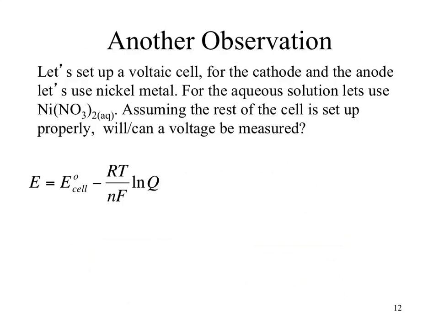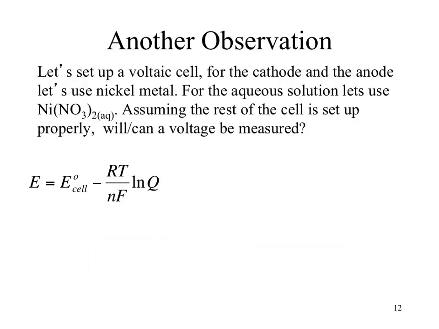Okay, so let's push it a little bit more. Let's set up a voltaic cell, and for the cathode and the anode, we're going to use nickel metal, so the exact same species. For the solutions that those electrodes are going to be in, we're going to use nickel nitrate, so the exact same solutions. Assuming the rest of the cell is set up properly, so don't give me this, there's no salt bridge stuff. Okay? What happens, or what voltage can be measured? Should we ever be able to measure a voltage? Seems a little bit tricky.